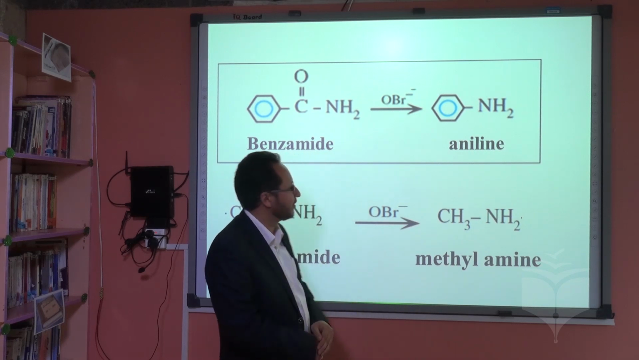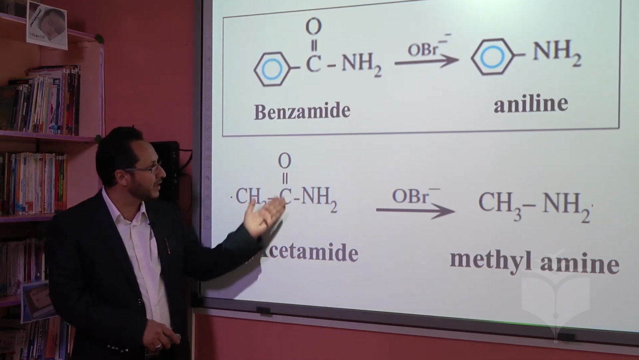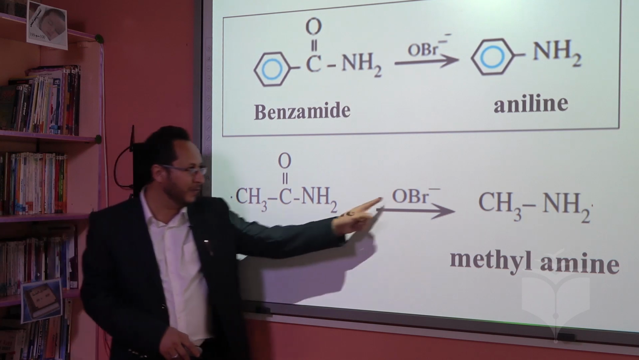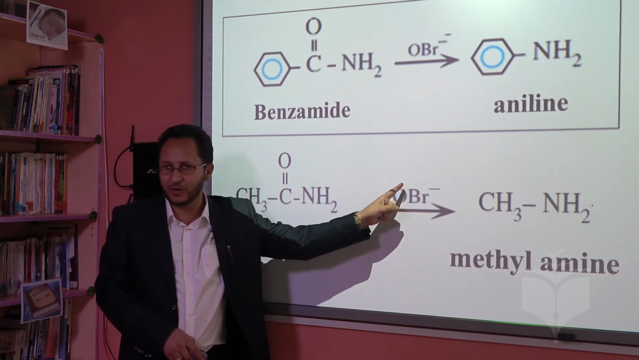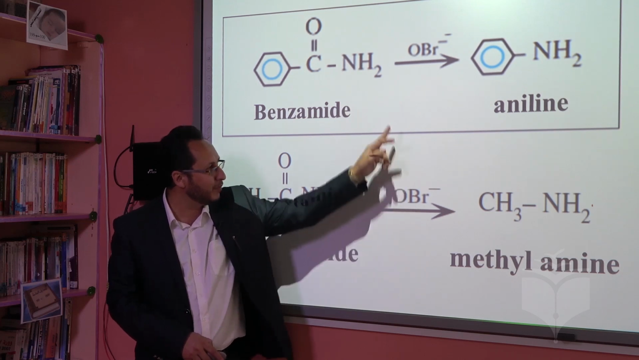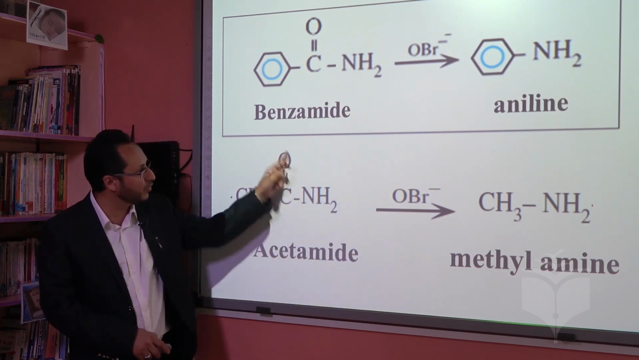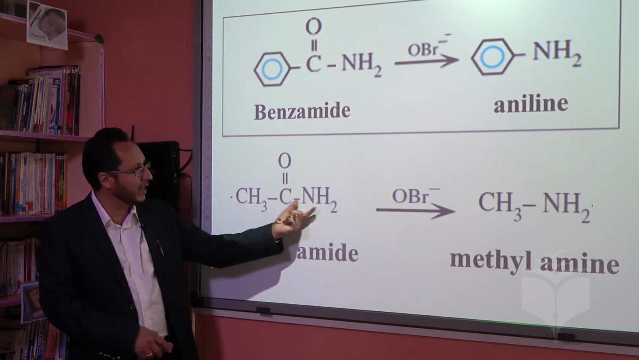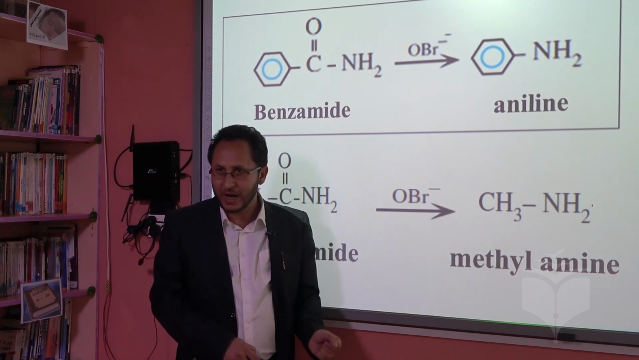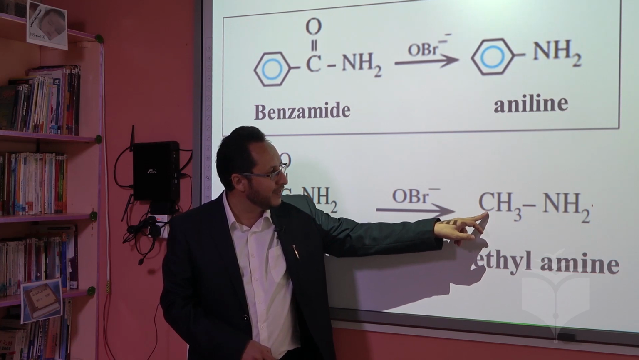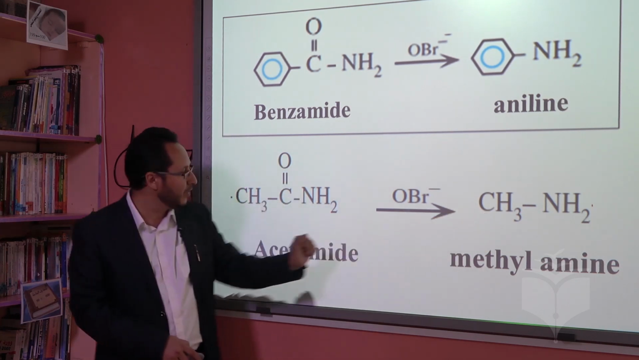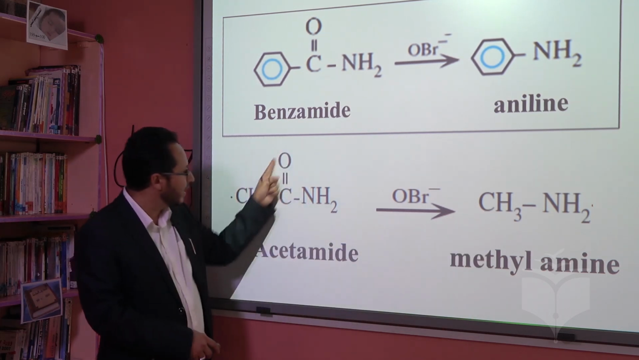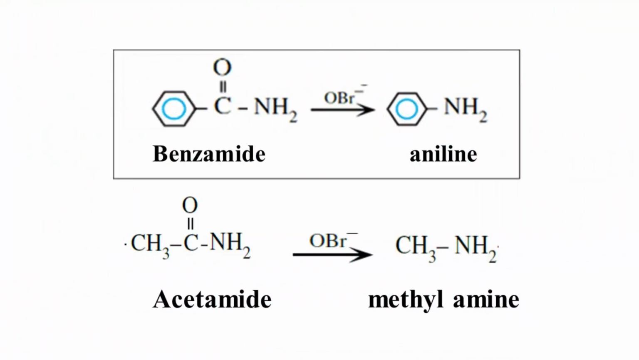So this is benzamide. If this C double bond O is removed, you get aniline, and aniline is a type of amine. We have another example, CH3C double bond O NH2, acetamide, with hypobromite, maybe sodium hypobromite or potassium hypobromite. We write only hypobromite. In this case, you have to remove C double bond O and write the rest of the compound. So here we have CH3NH2. You have to notice that this amine has 1 carbon atom fewer than the amide. Here we have 2 carbon atoms, but here only 1, because the C double bond O is removed.